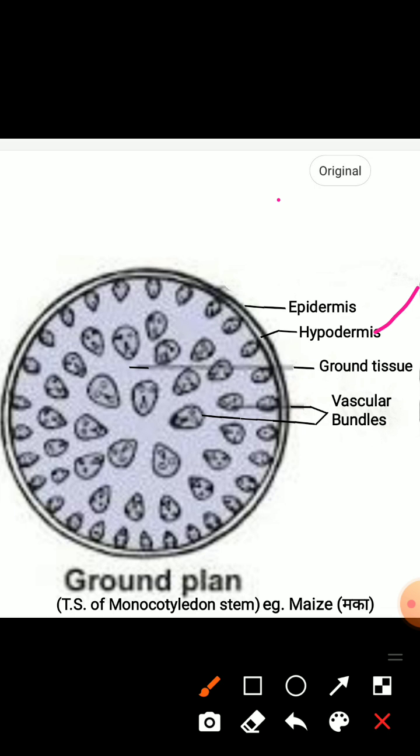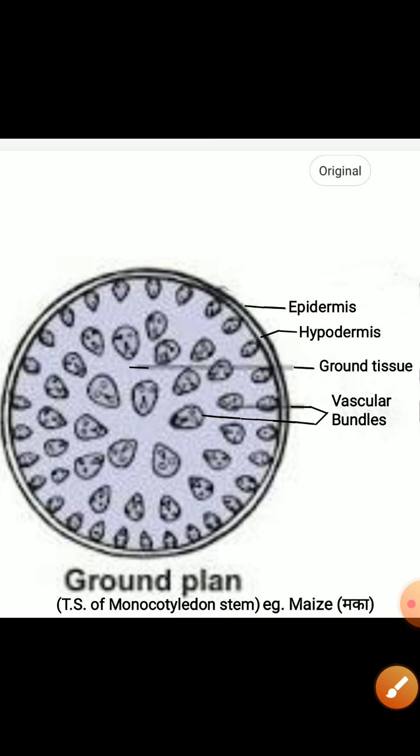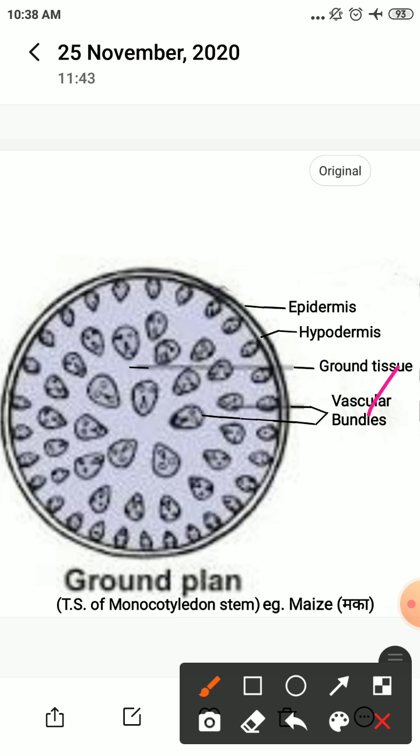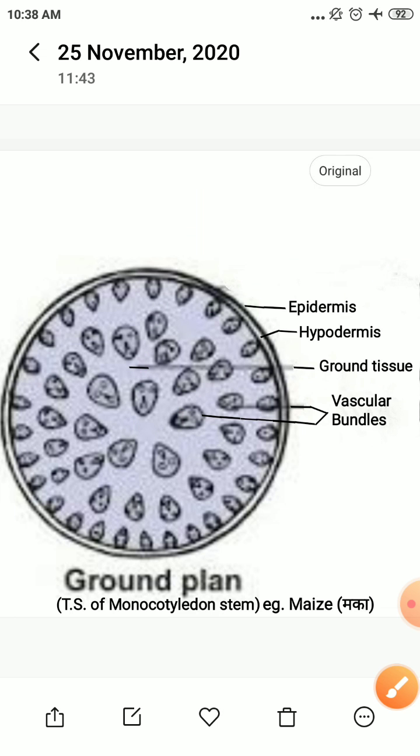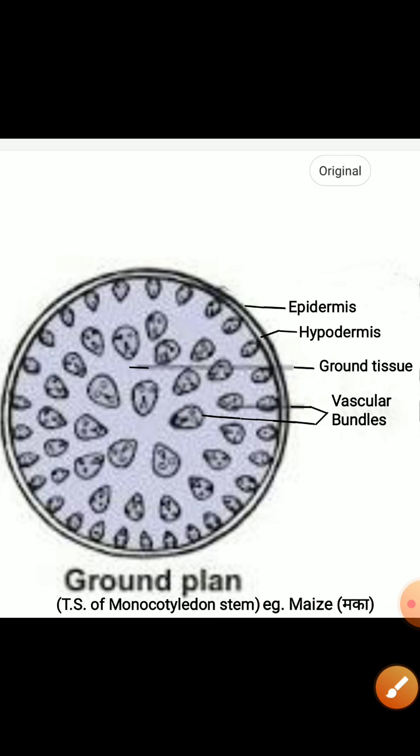Now below the hypodermis, up to the center, there is a ground tissue. All this is the ground tissue. And scattered in the ground tissue, there are the vascular bundles. Vascular bundles are randomly scattered in the ground tissue.